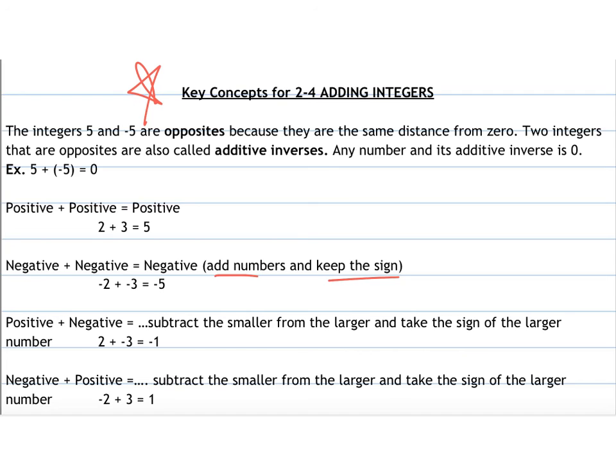And a positive plus a negative, so the signs are different. So you're going to subtract the smaller from the larger and take the sign of the larger number. So 2 plus negative 3, you subtract. 3 minus 2 is 1. Take the negative from the bigger number and put it on your answer, negative 1. Negative plus positive, same steps. Subtract the smaller from the larger and take the sign of the larger number. In this case, negative 2 plus 3, you subtract again. 3 minus 2 is 1. But now in this case, your positive is bigger, so your answer is a positive number.